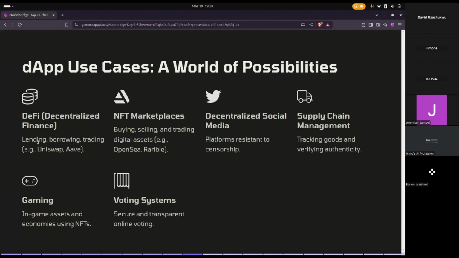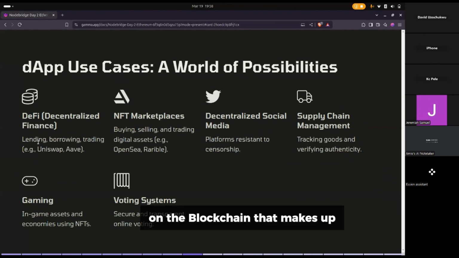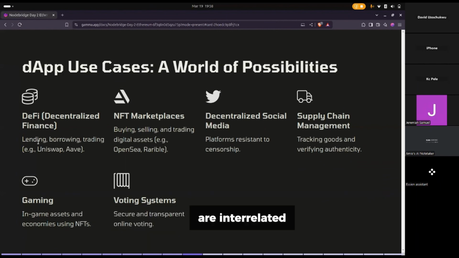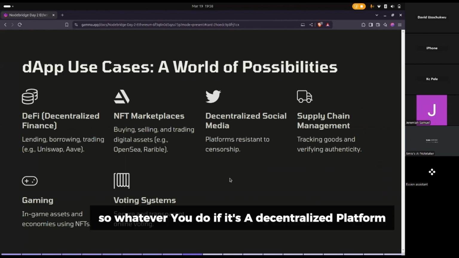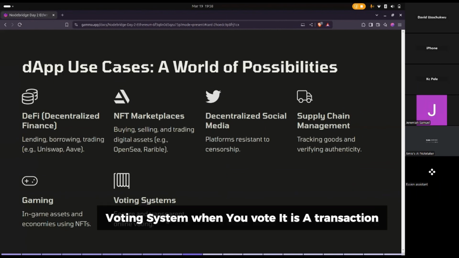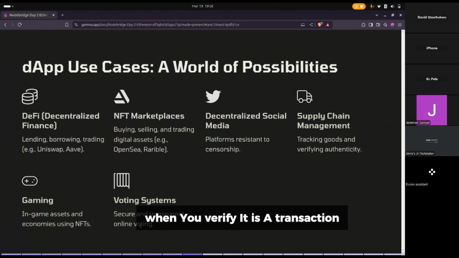Uniswap, on Aave, it is all being recorded on the blockchain that makes up a block, and then it now gets added. Hence, we now have blockchain because they are interrelated. So whatever you do, if it's a decentralized platform, probably you're subscribing, it is a transaction. Voting system, when you vote, it is a transaction. When you verify, it is a transaction.